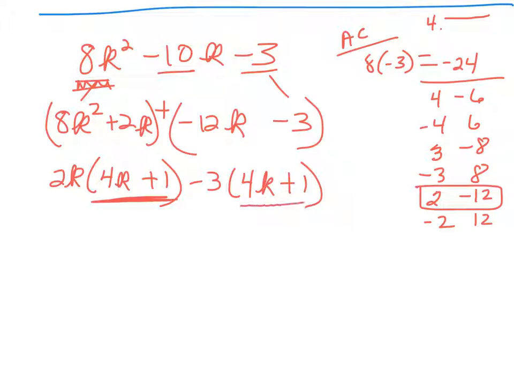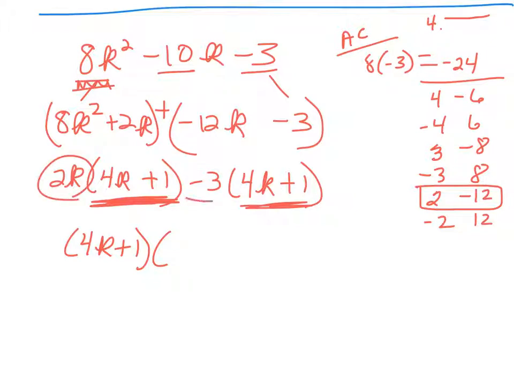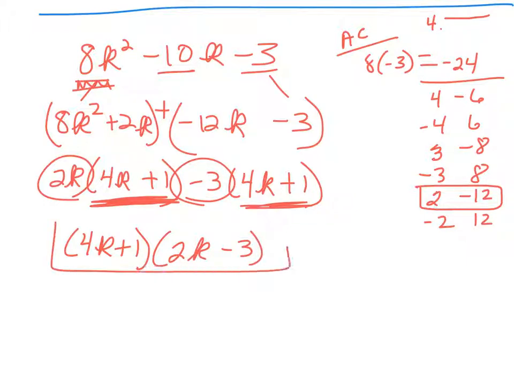And now you can see that our two parentheses match up. So that makes one factor, 4k plus 1. And the other factor comes from what's on the outside of those two parentheses, 2k and minus 3. And that one is finished.